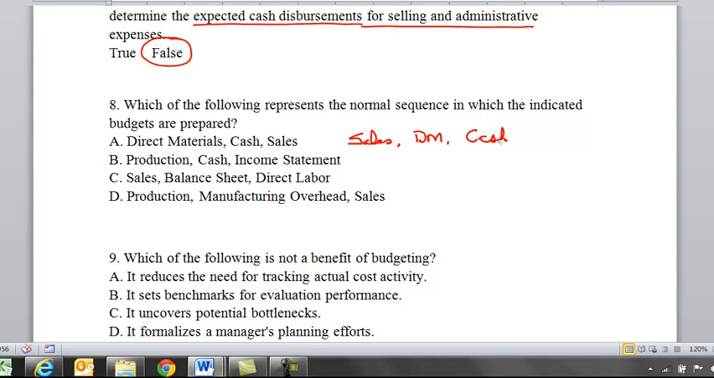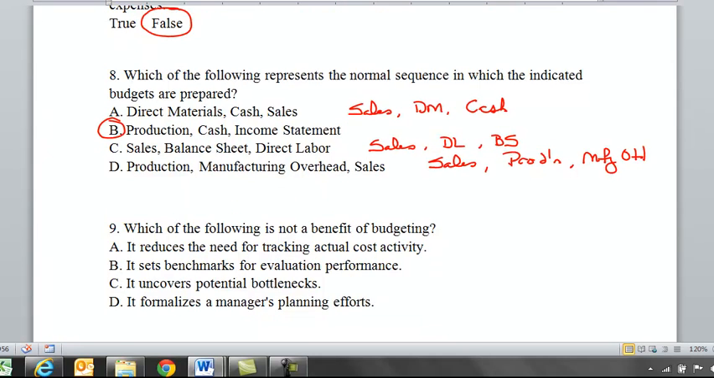B, production, cash, income statement. Well, that definitely seems like it's correct. C, sales, balance sheet, direct labor. Well, we know sales is the first one, but it's direct labor. Balance sheet is the last one. D, production, manufacturing overhead, and sales. And again, we know sales should be number 1, then production, then manufacturing overhead. So B is definitely the best answer.